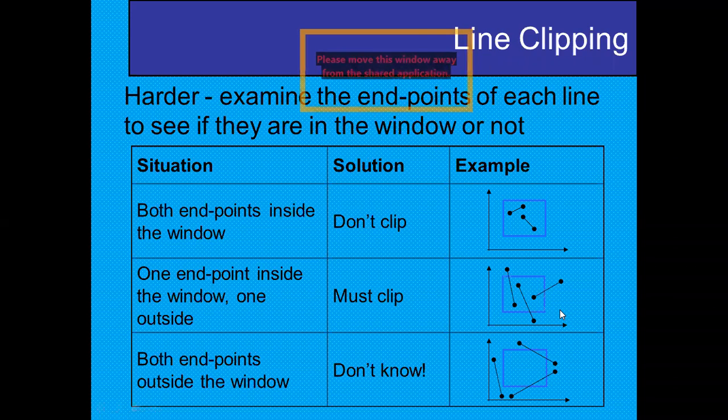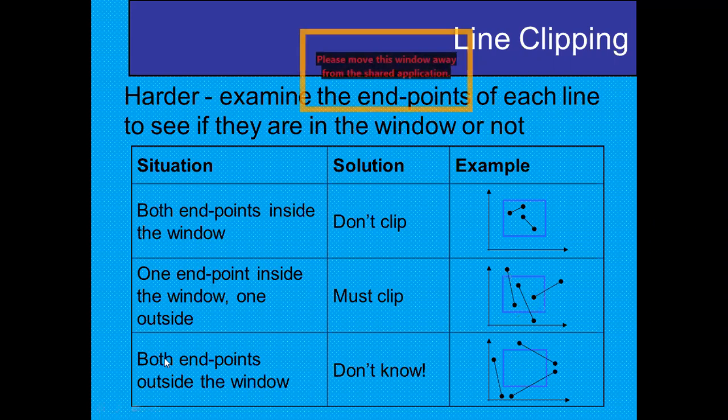The remaining portion, from this intersection point to the point which is lying inside, is the visible portion, and this will lie inside the window. Similarly, in this case we will cut or clip this portion from here, and the major portion will lie inside the window. Similarly in this case also.